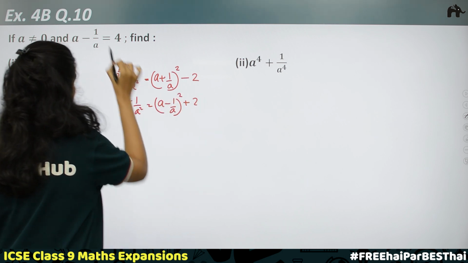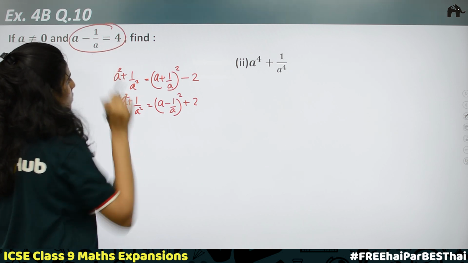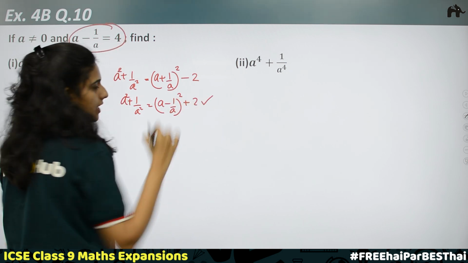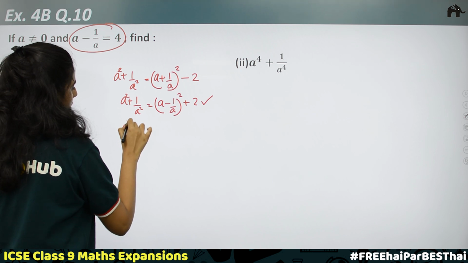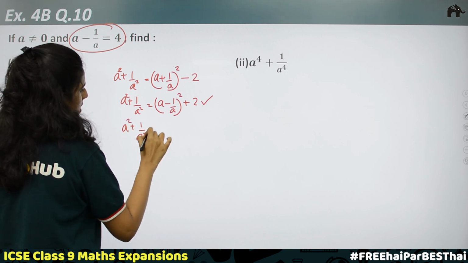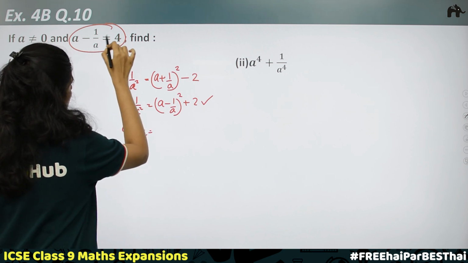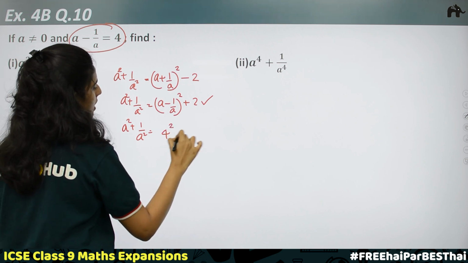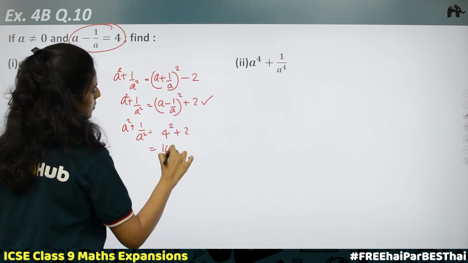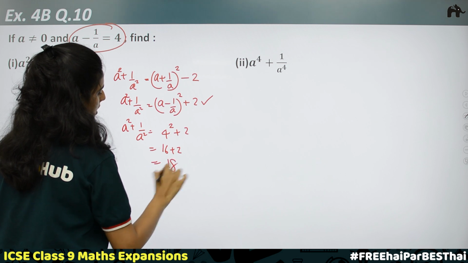Okay, so here we have a minus 1 by a is equal to 4. Therefore, this one will be taken. a square plus 1 by a square is equal to a minus 1 by a whole square plus 2, which is equal to 16 plus 2 equal to 18.